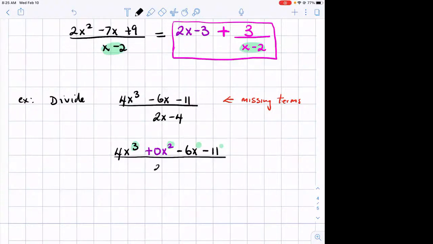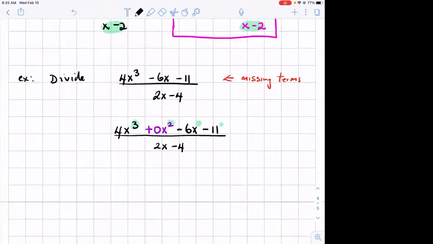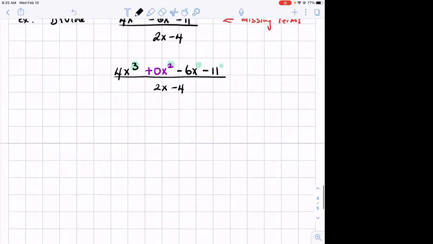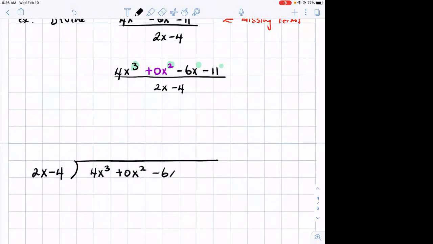On the denominator, we have 2x to the 1 power, minus 4x to the 0 power, so it's just a constant. And when you set up your division, this is the way we should write it. My divisor, 2x minus 4, goes on the outside. So we have 4x cubed plus 0x squared minus 6x minus 11 on the inside. And don't forget, we have to do some scrap work.